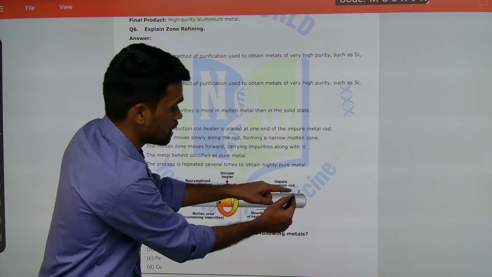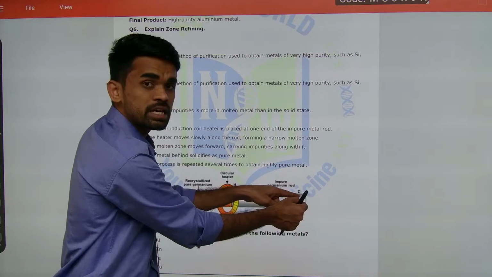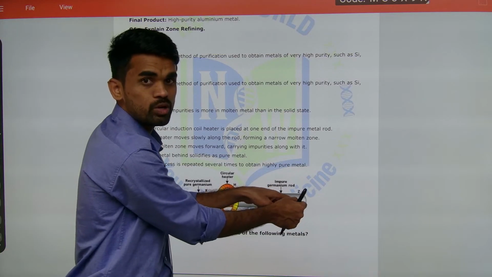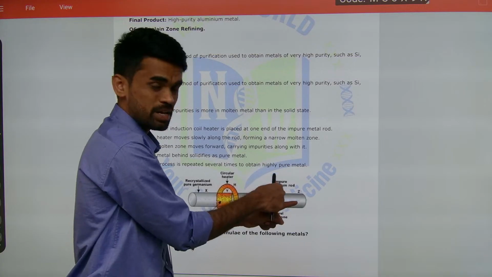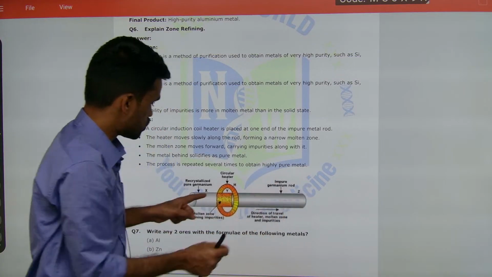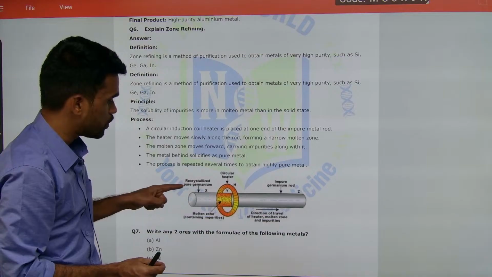Now at this end we will see the impurities, whatever impurities are present in this germanium rod, collected here. And here you can see the recrystallized pure germanium.